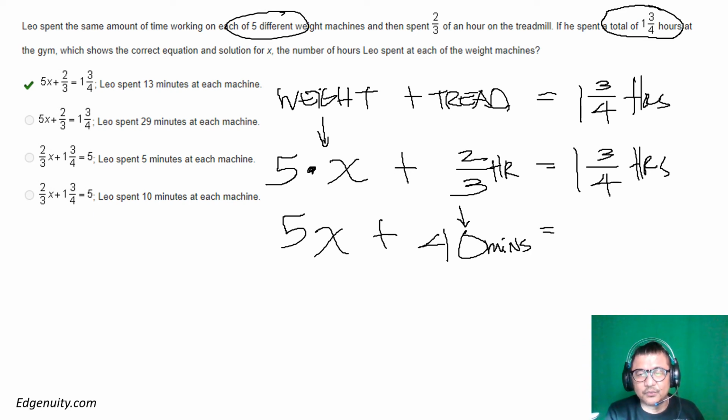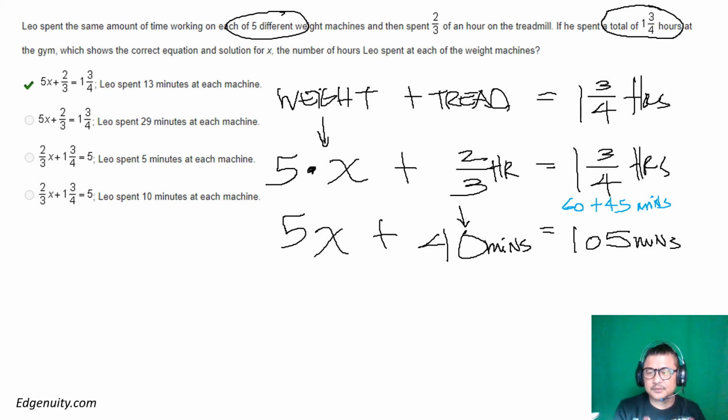1 hour is what? 1 hour is 60. 3/4 of an hour, 3/4 is 15, 15, 15, 15 is 60 minutes. Get 3 of those 15, you'll get 45 minutes. So 60 plus 45 minutes, these are now minutes, is 105 minutes. Let's write it down. 105 minutes.